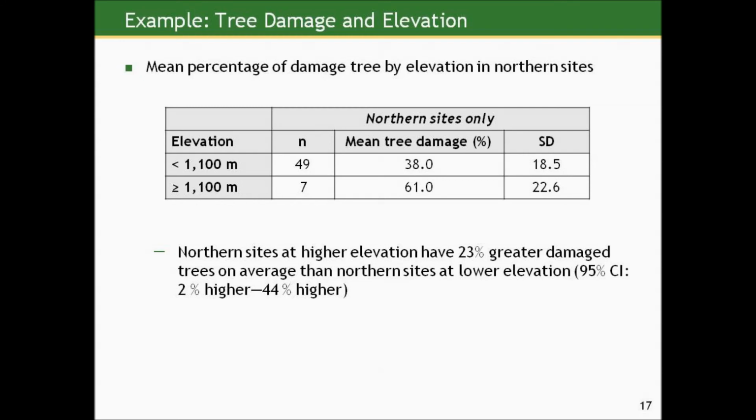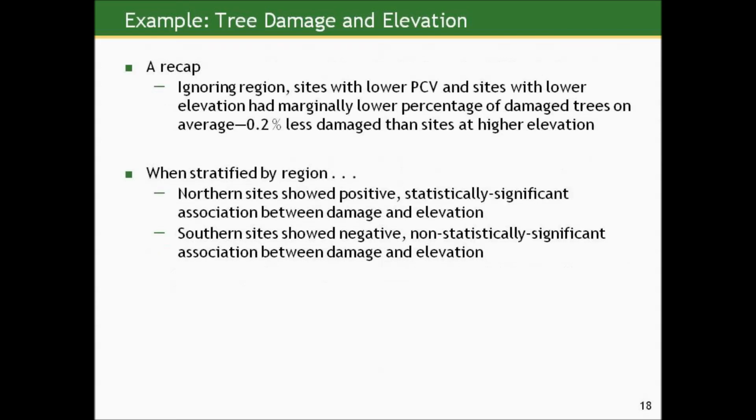Let's do the same thing for northern sites. And you can see here that while we do have more northern sites, the majority of them are at lower elevation. But it turns out that those at higher elevation have greater damage on average by an absolute difference of 23% than those at lower elevation. And while this confidence interval is wide as well, it does not include 0. It goes from 2% higher to 44% higher.